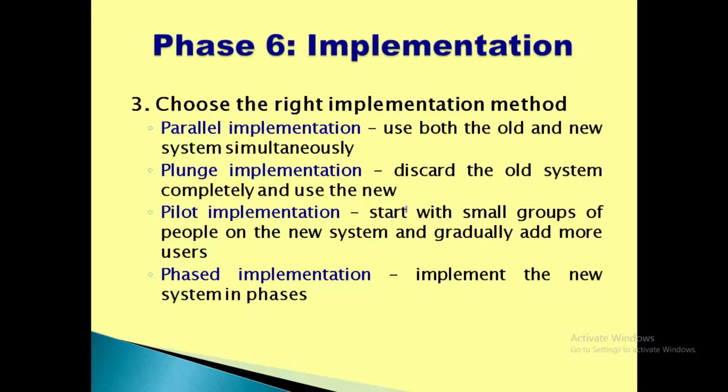Now what happens in the pilot implementation? Small group of people are being made comfortable and gradually new people are added to this usage of new system. Phased implementation. Implement the new system in phases. So these are the 4 approaches basically, and you can choose any one of them as per the need of the company to implement or deploy the system. So implementation phase carries out the major activities of creating user documentation, giving training and choosing the right implementation method.